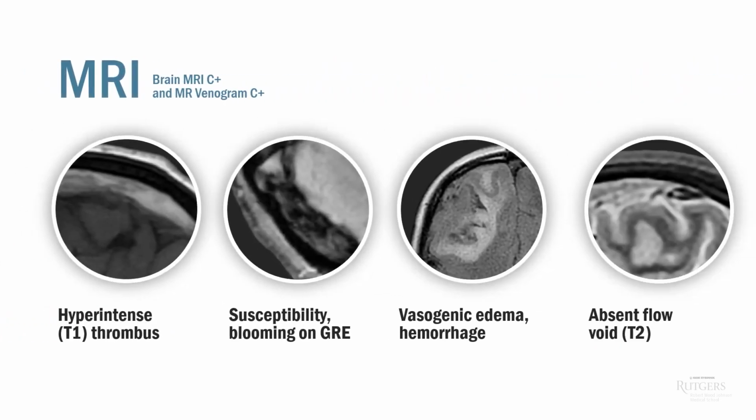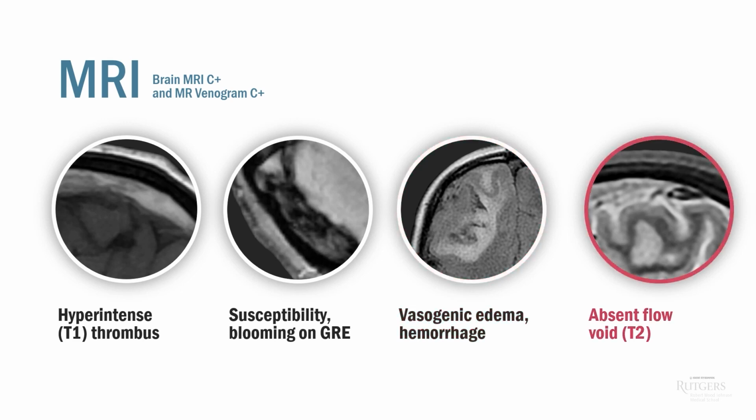MRI-based studies will show hyperintense thrombus on T1 in the subacute or methemoglobin stage. Thrombus will create a susceptibility or darkness and so-called blooming artifact on gradient recalled echo. Vasogenic edema from venous infarction will be located at the gray-white junction and will be hyperintense on FLAIR and T2.